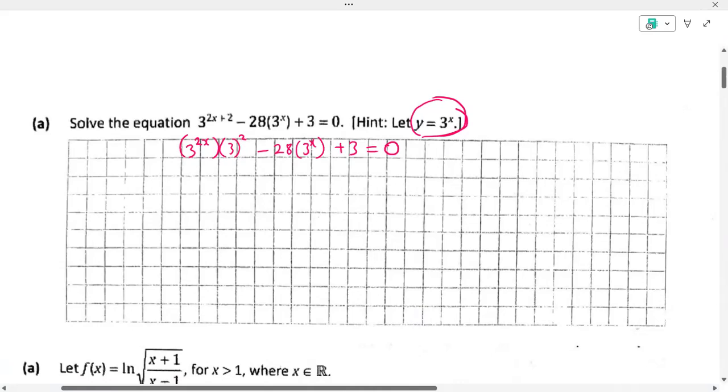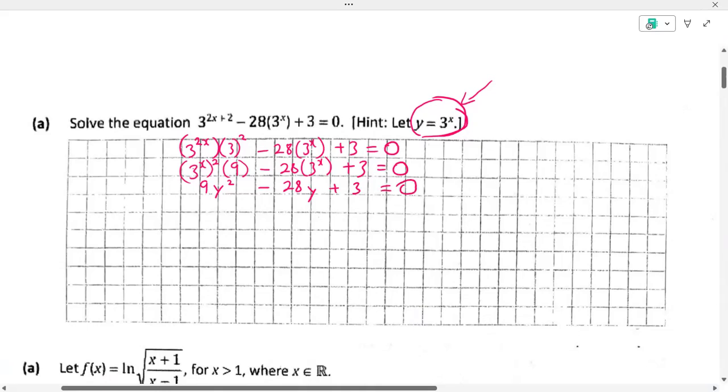Now, I'm just going to break this up a little bit further. Because I want to use 3 to the x, I'm going to use 3 to the x and put the 2 outside. That's just your rule of indices. 3 squared is 9, minus 28 times 3 to the x, plus 3. So everywhere I have 3 to the x, I'm going to change it for y. So that's 9y squared minus 28y plus 3.